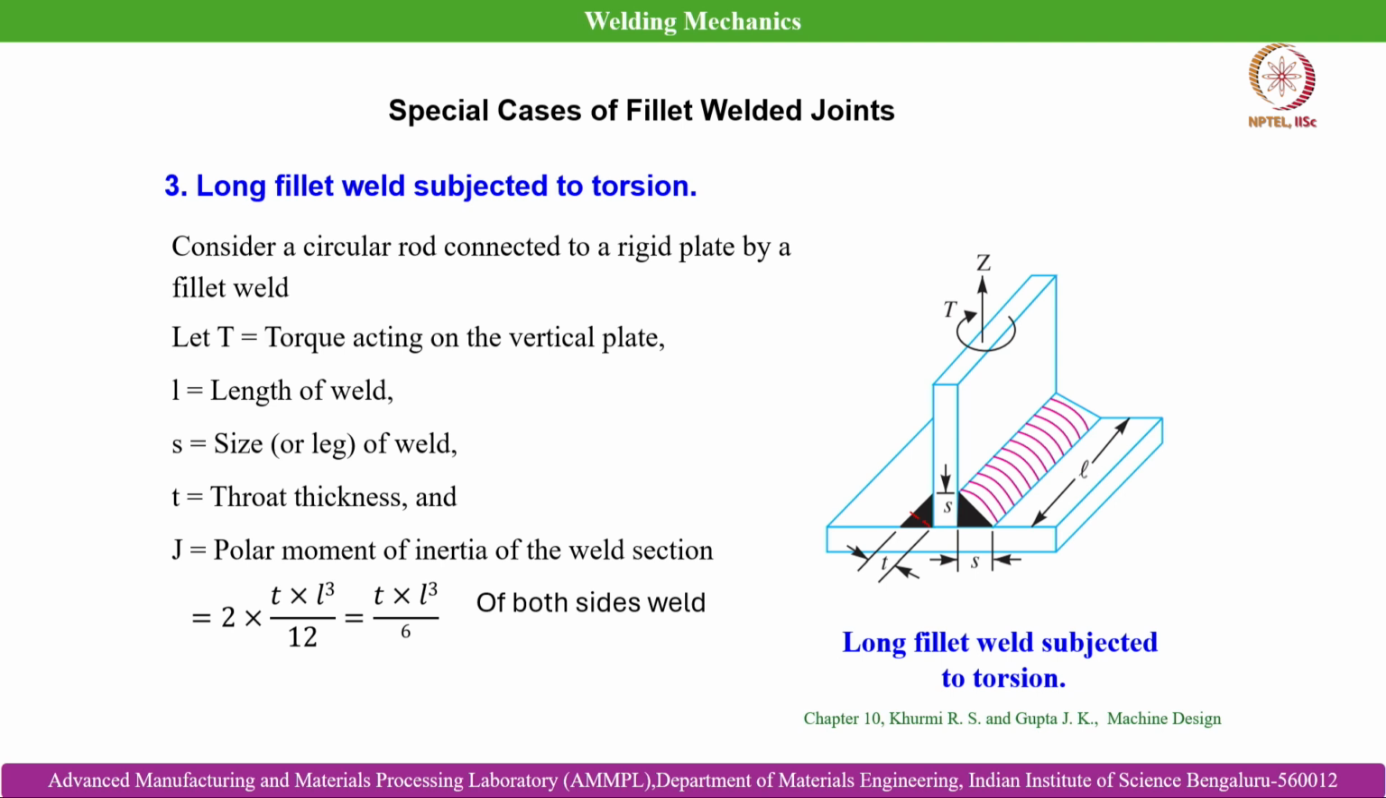So, it is a typical example of a T joint. You can see from the cross section that it is a T joint from the side view. Here, the polar moment of inertia J, because we are talking about two joints here, joint number 1 and joint number 2, needs to be multiplied by 2. T L cube by 12, so then it reduces to T L cube by 6.